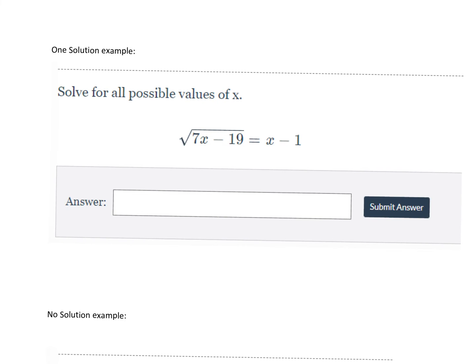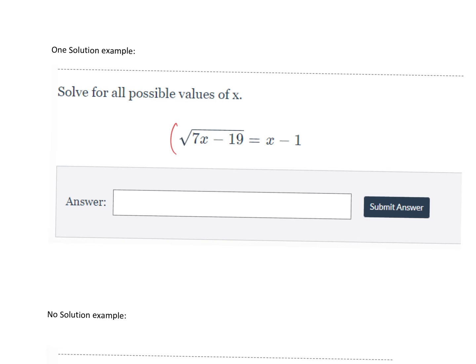Let's try this one here. All right, solve for all possible values of x, meaning there might be 2 solutions, and we will have to check both of them. So we need to get x by itself. But there's an x on the left, x on the right. Geez, okay. Well, I'll tell you this. I want to get rid of that square root. Square root symbol is always going to cause problems.